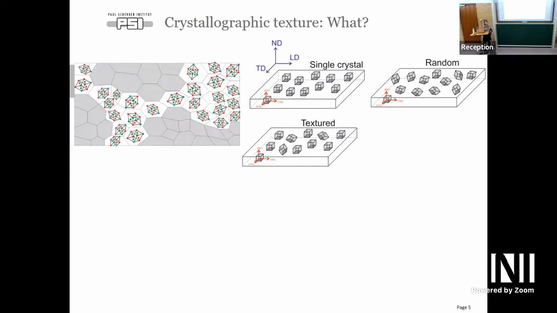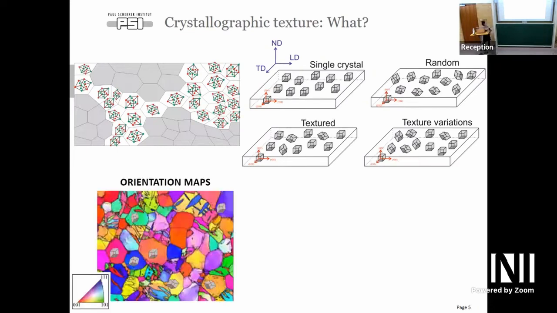And in the middle, we have our textured material, where some of the orientations are more, let's say, preferred than others. But it can also happen that we have, for example, texture variation, and one part of the sample has one particular orientation and the other part of the sample has a different orientation. So how can we describe this? Well, there are a lot of ways of doing it.